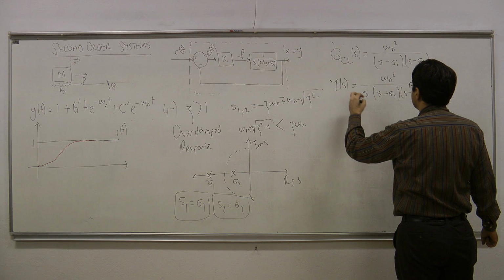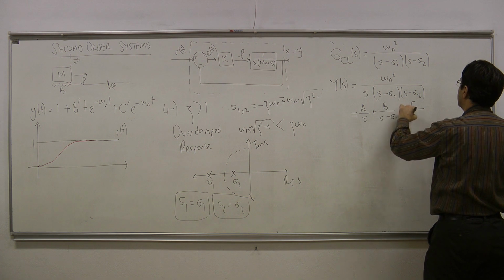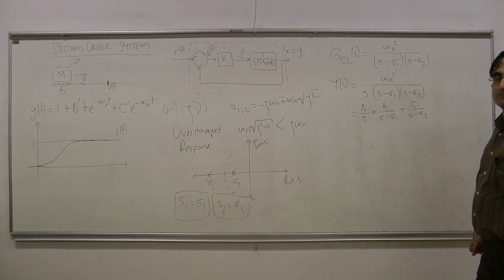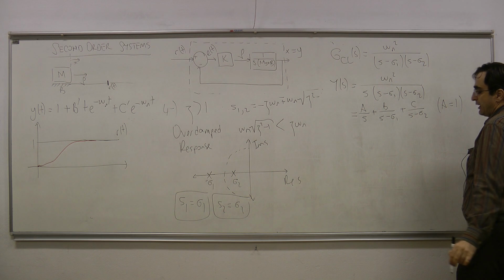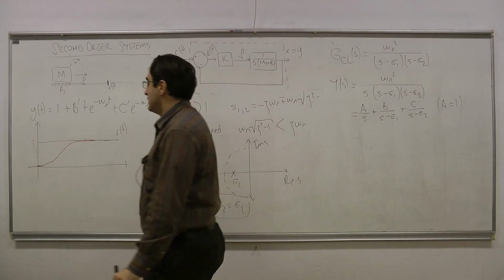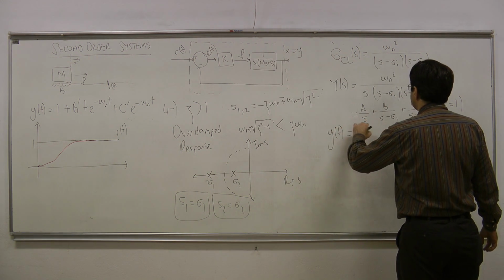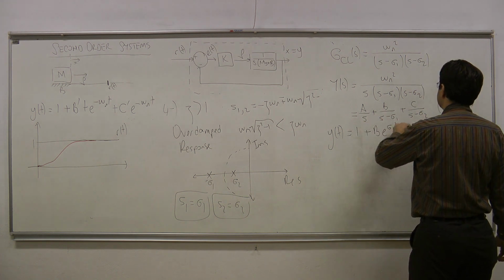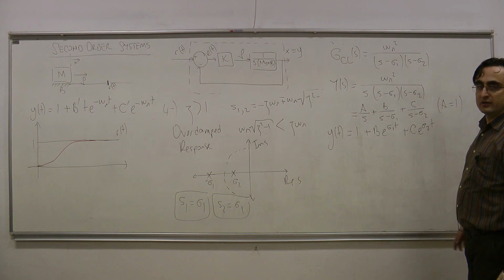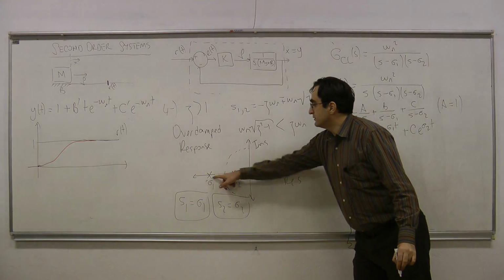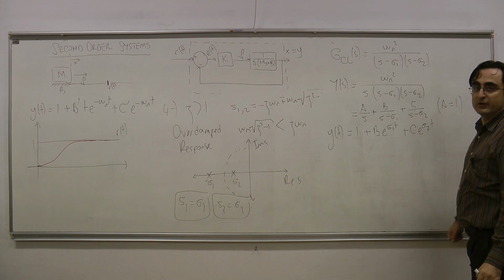Then I'm going to apply partial fraction expansion, a over s plus b over s minus sigma 1 plus c over s minus sigma 2 here. And if you make the calculations, a is going to turn out to be 1. And if I calculate y of t here, that is going to be 1 plus b times e to the sigma 1 t plus c times e to the sigma 2 t. Remember, sigma 1 and sigma 2 are real negative numbers. They are here, these two negative numbers. And these exponentials would be decaying to 0 as time goes to infinity.